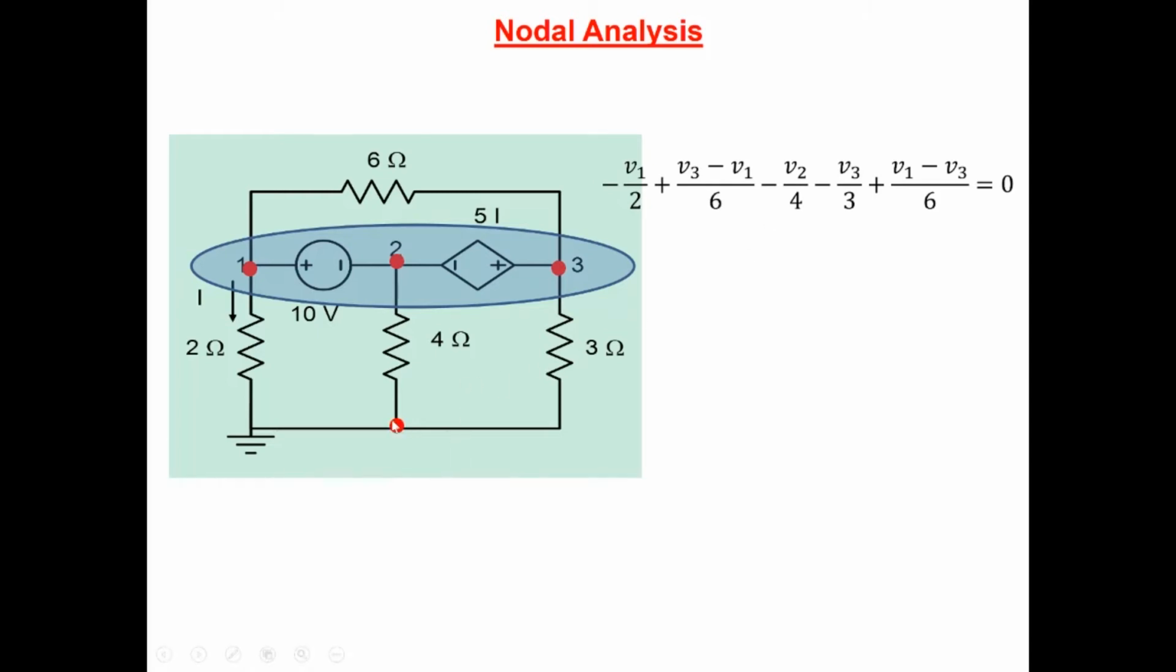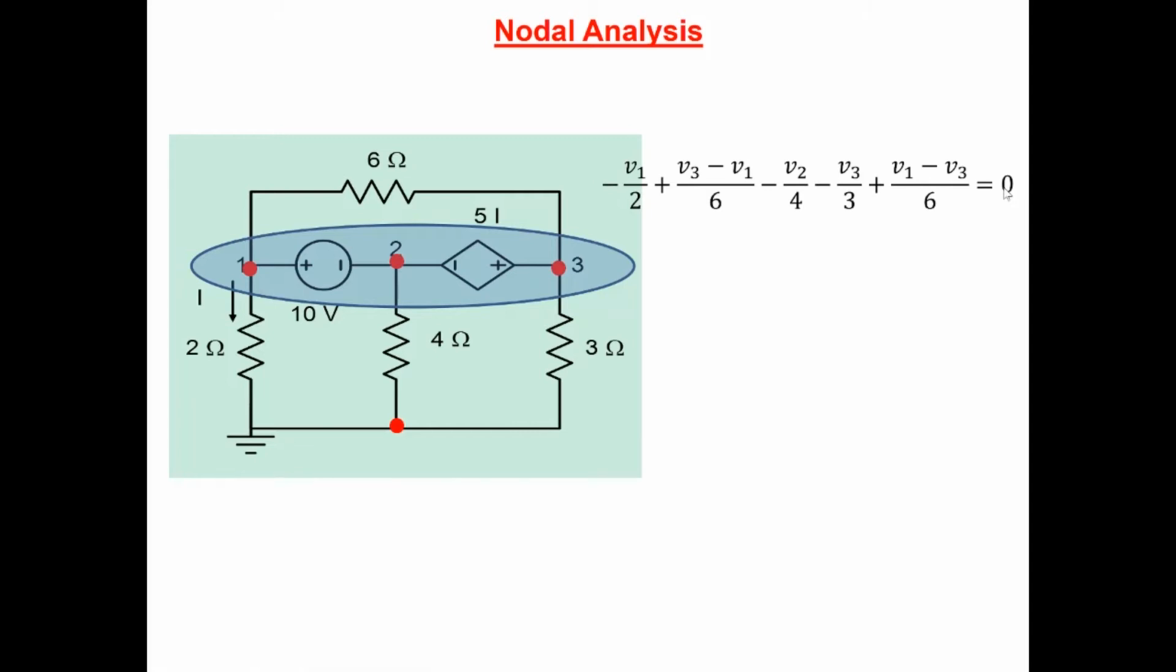So there is a current entering here from the bottom, and that's equal to 0 minus V2 by 4 ohms. So that's why this is minus V2 by 4. There's a current entering from the bottom here also, so that's minus V3 by 3. And then there is a current coming from the top here, and the current coming from the top is V1 minus V3 by 6. So we've added up all the currents entering and leaving, and the sum is equal to 0.